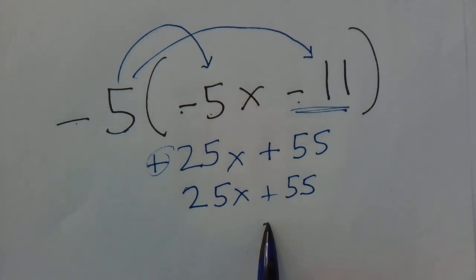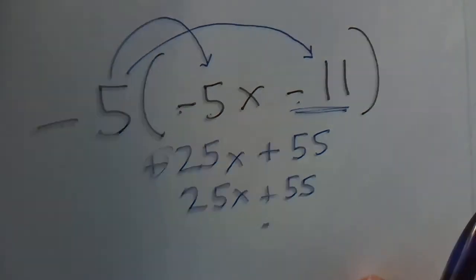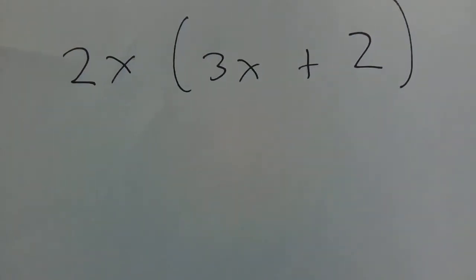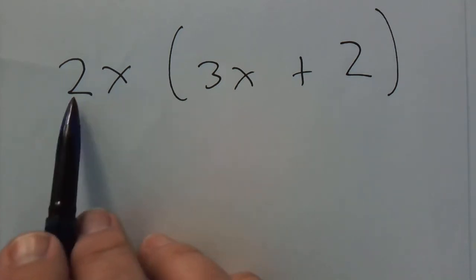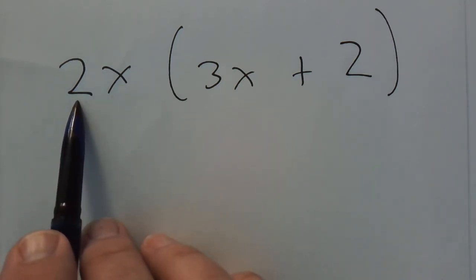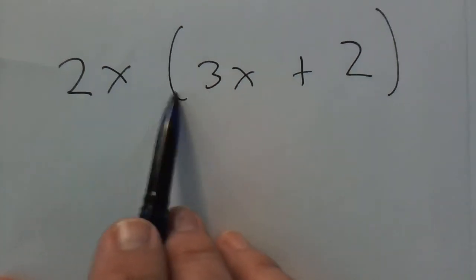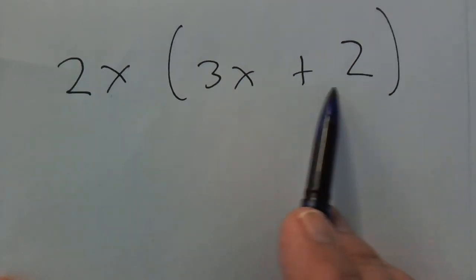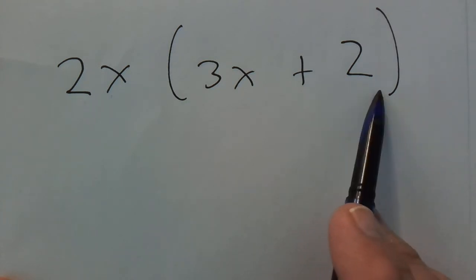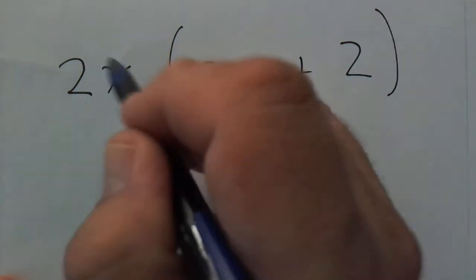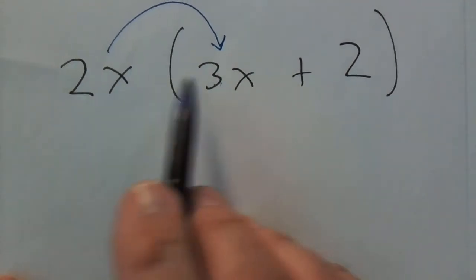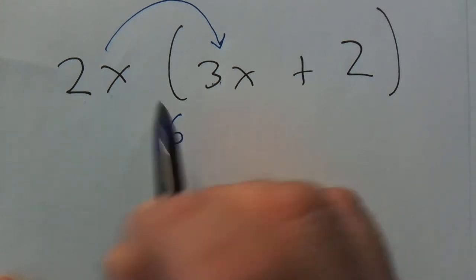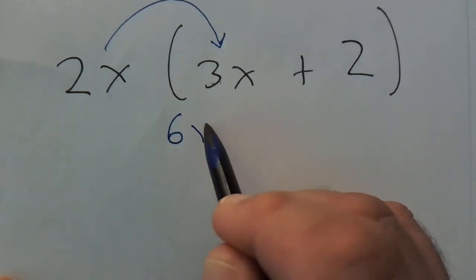And let's kick it up one more notch and see a couple more of these. What if we have a coefficient in front of the variable? The coefficient is the number that is multiplied by the variable. In this case, the coefficient is 2. So we've got 2x times parentheses 3x plus 2, close parentheses. So we're going to toss it over the wall, and I'm going to multiply my coefficients first. 2 times 3 is 6, and then I've got x times x is x squared.